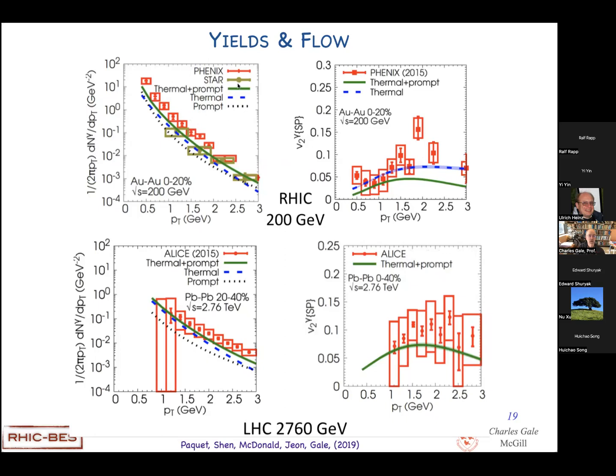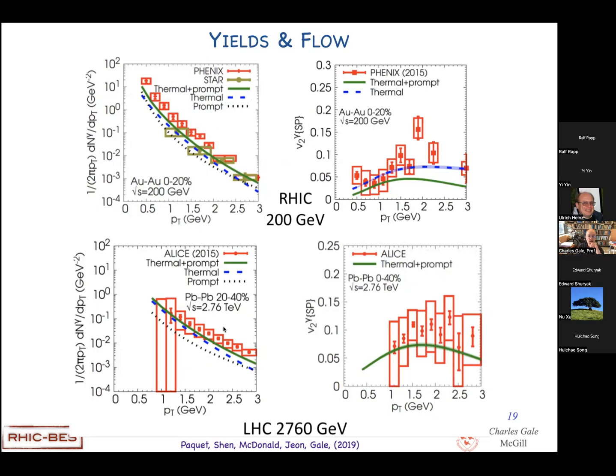It's in green for STAR. So there is a difference between PHENIX and STAR, and I'll come back to that in just a minute. And the sum of the contributions you see in green here, and the thermal part is in blue, and the prompt, the pQCD part, is in dotted line here. So at high pT, it's dominated by prompt, and there's a thermal component that shines at low pT.